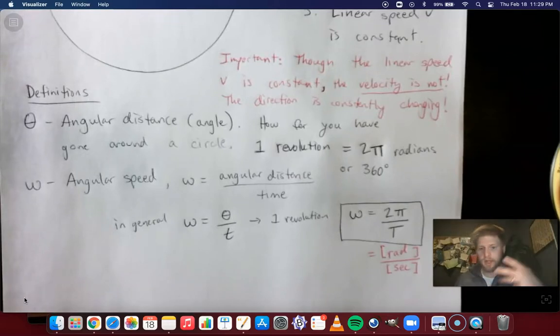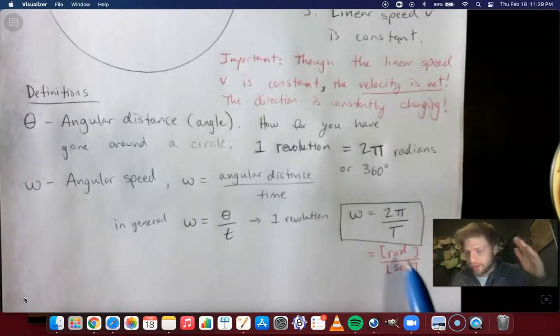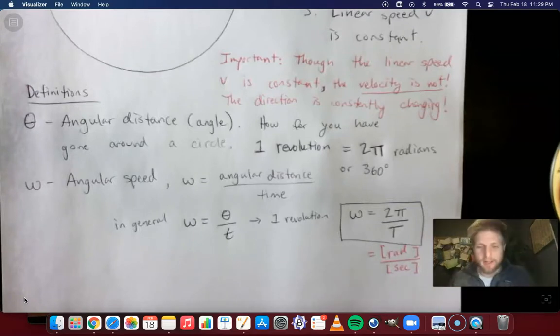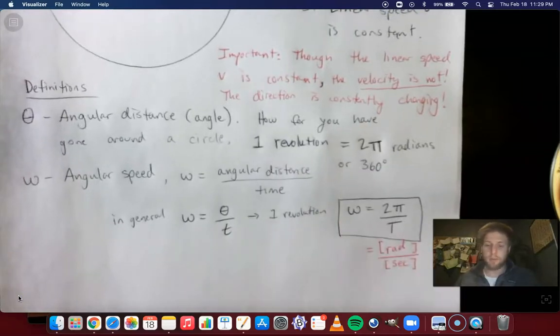We'll do some practice with that. Just for context, radian is actually unitless, so this is really nothing units over seconds. We'll get into that a little bit later. All you need to know for right now is that anytime you're doing a calculation with this equation, it should be in radians per second.